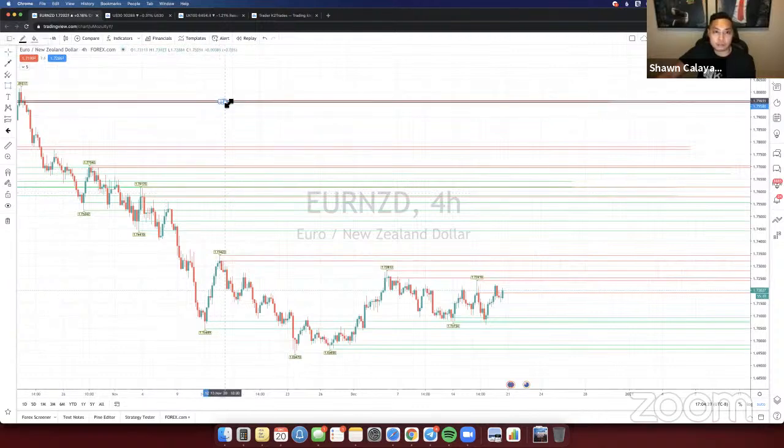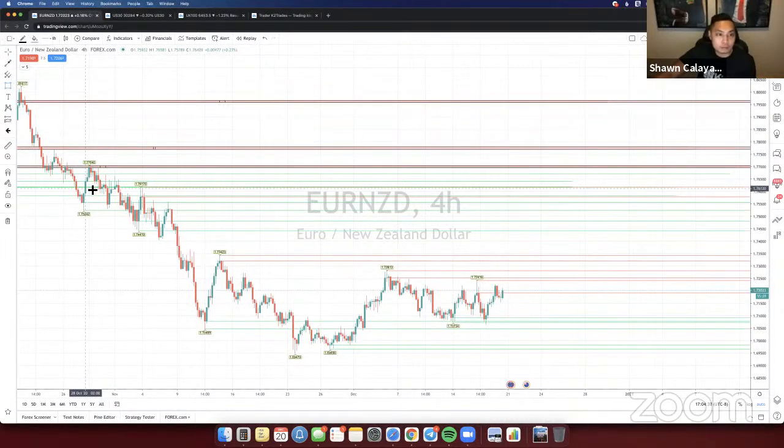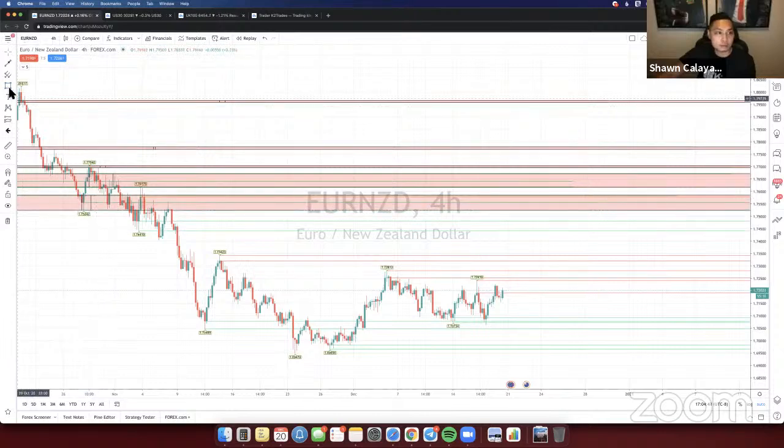We got this upper zone right here, this zone right here. We got this zone right here. We got these three zones right here. I'm just going to connect those all together. We got these right here as well. This one down here.